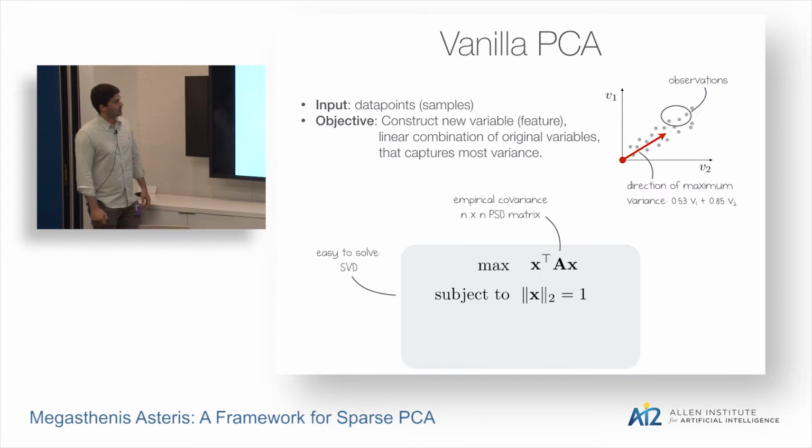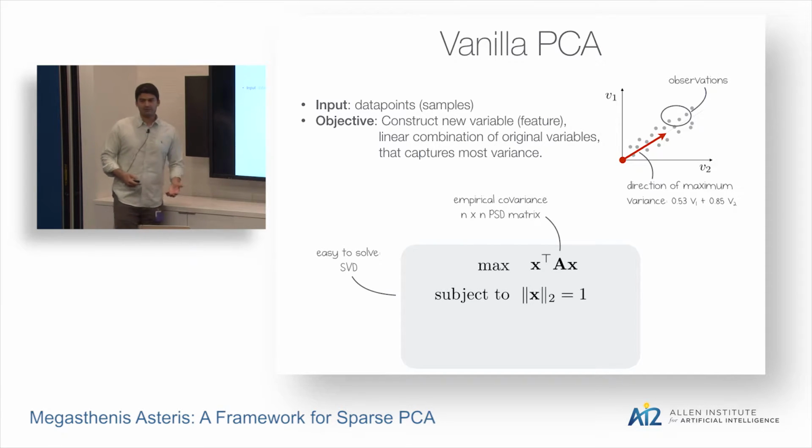OK, so a little bit more abstractly now. Again, in the vanilla PCA case, what we have is input data points. So we have some samples in arbitrary dimensions. Here I'm drawing them in 2 dimensions. My variables are v1 and v2. These correspond to words in the previous example. The objective is to find the direction, like the red arrow, that captures most of the variability in my dataset. So I'm trying to find the direction such that if I project all my data points across this direction, I still capture most of the variance.